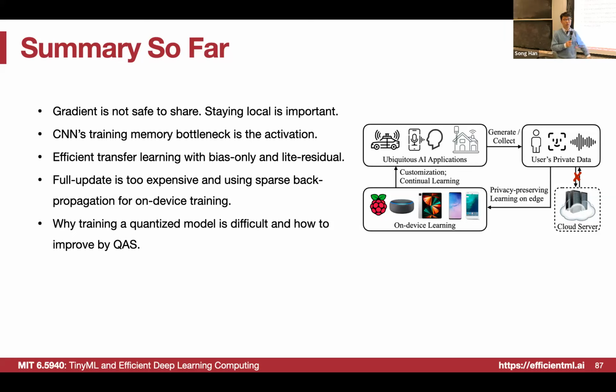And full update is just too expensive. There's opportunity for sparse update. Since not all layers are equal, we can intelligently find those salient layers to update. And also, why training a quantized model is just so difficult, due to the mismatch of the scaling factor, and we can easily resolve that problem by quantization aware scaling.